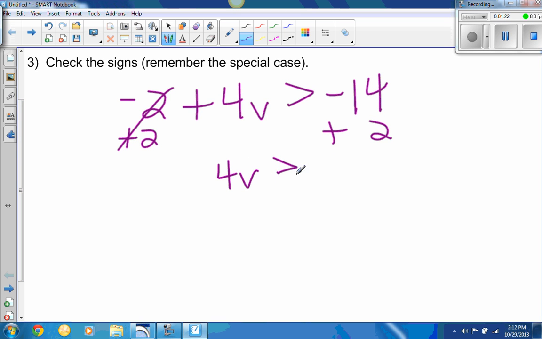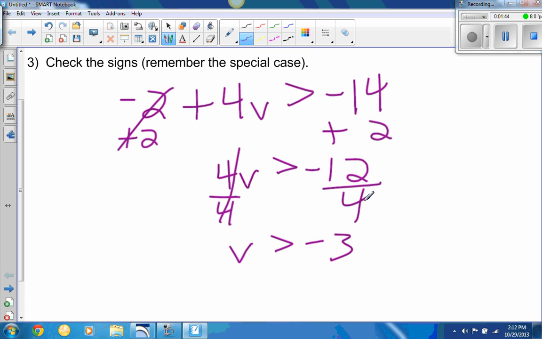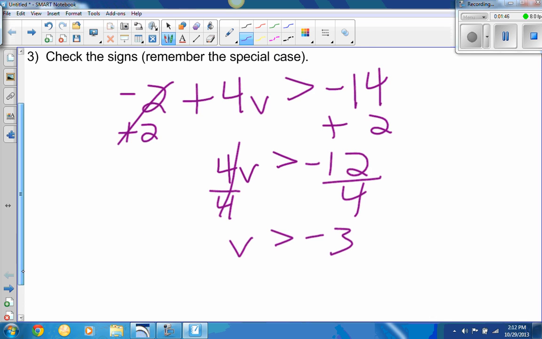So I'm left with 4b is greater than a -14 plus a +2. You're actually subtracting because one's positive, one's negative, so that it ends up with a -12. And then I'm going to go ahead and divide by 4. I do not have to change this symbol because the negative was not on the side of the variable. If this 4 had been negative, I would switch it, but it's not. A negative divided by a positive is a negative.